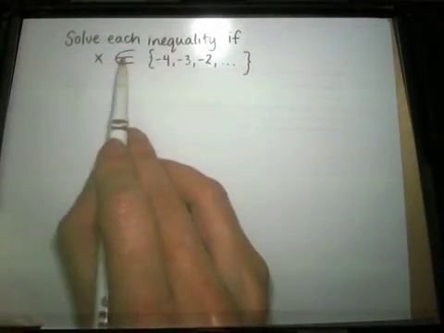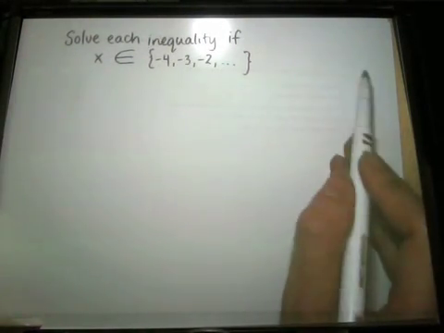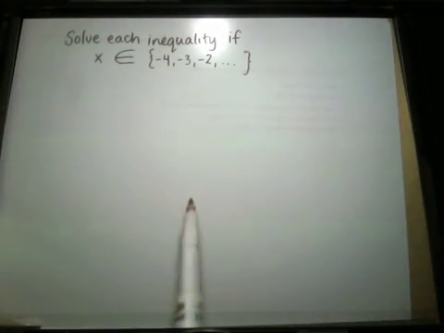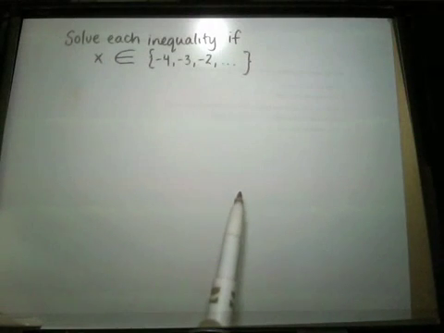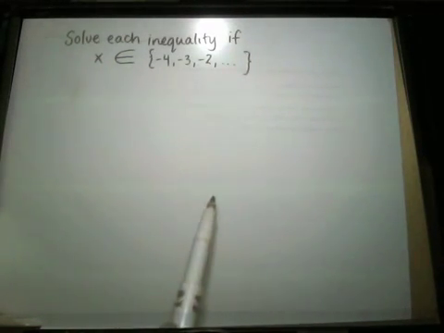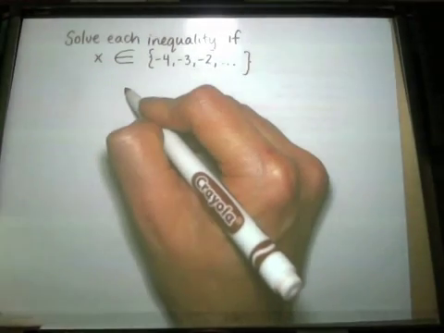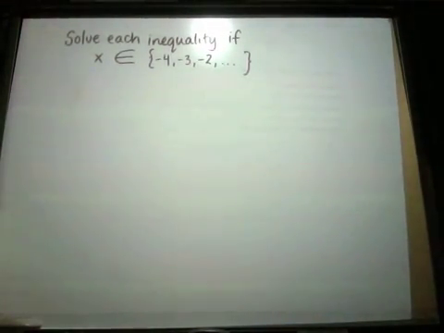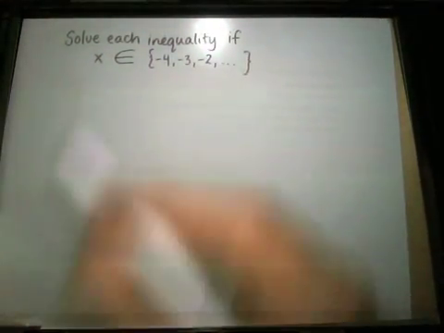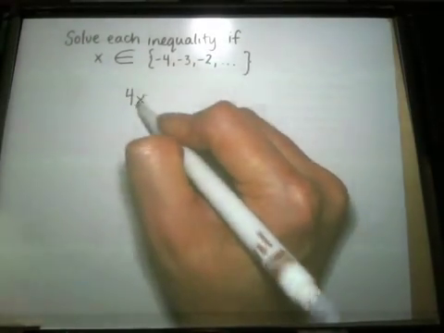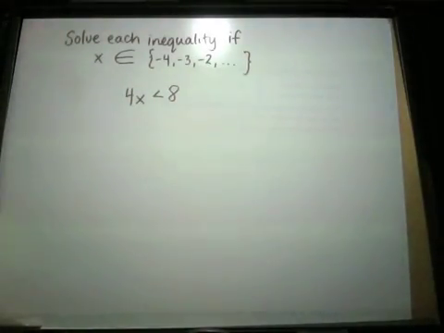Okay, so the domain means all the values that the book is saying, use these, plug them in, and see if it makes a true statement. Now, some of these you're going to be able to tell just by looking which ones might work. For example, let me pick a different example here. If I had 4x is less than 8.